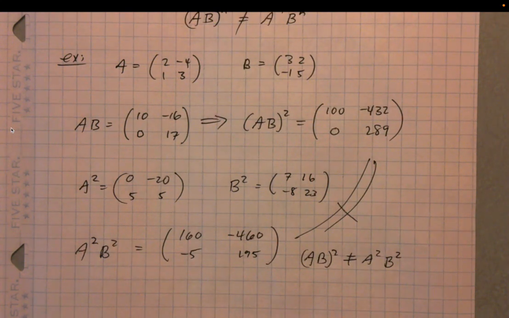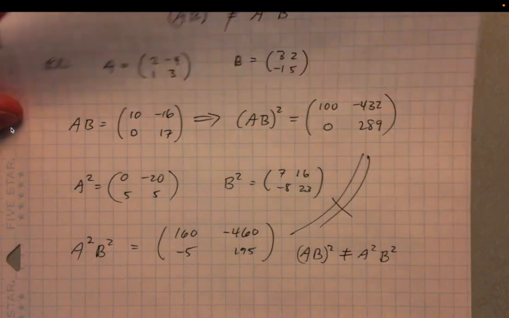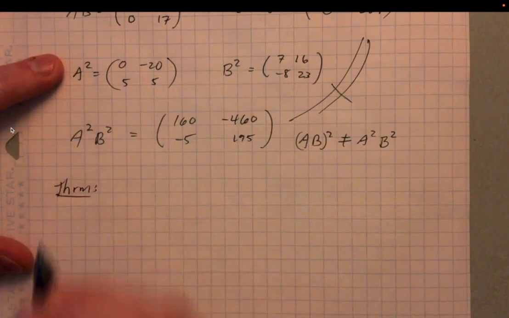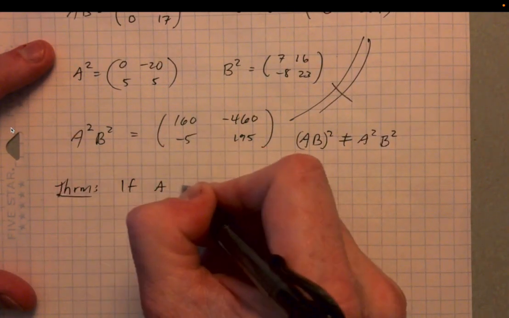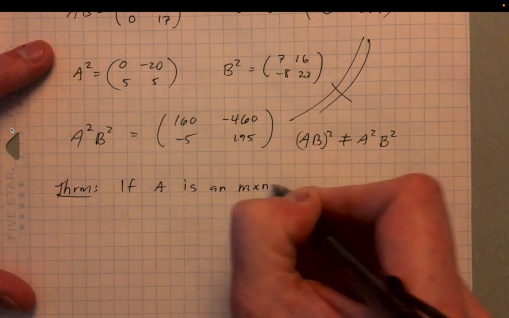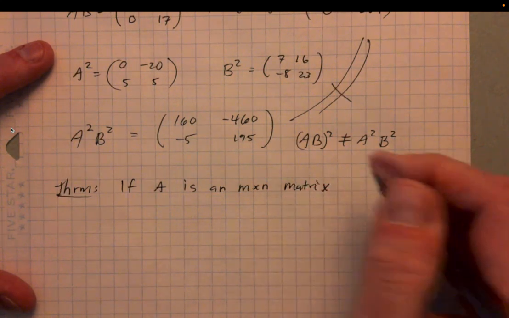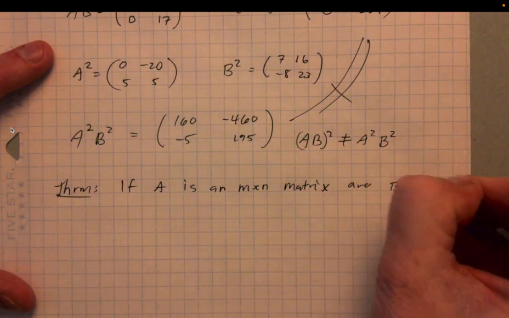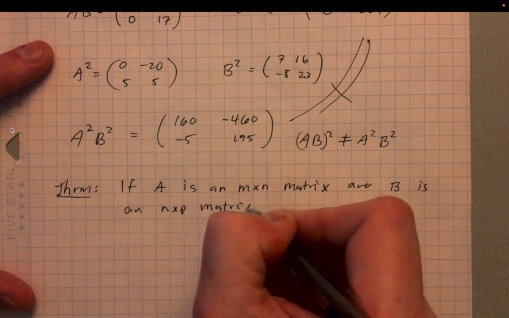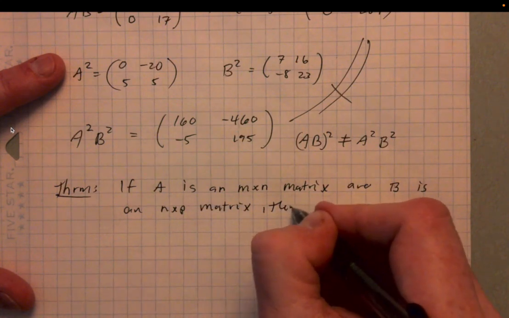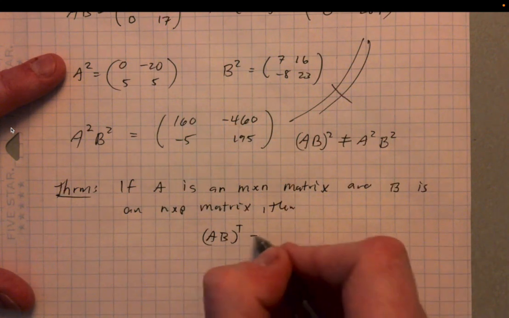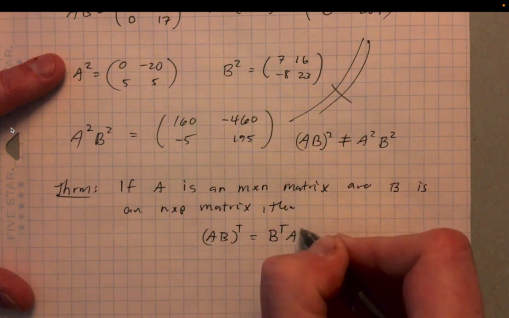Okay, and I think we have one more theorem for this section anyway. If A is an m by n matrix and B is an n by p matrix, then what? Well, (AB) transpose is equal to B transpose A transpose.